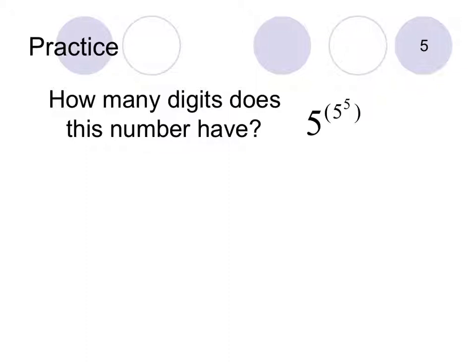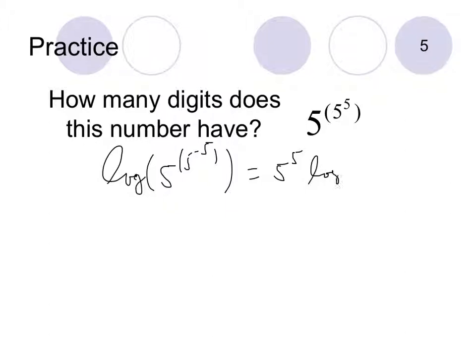If we use the same idea as before, we know we need the log base 10, and I'm just going to write log of 5 to the 5 to the 5. And because of the rule of exponents, this power here can be pulled outside of the log. So I have 5 to the 5th times the log of 5.